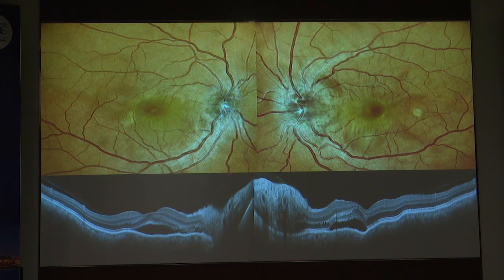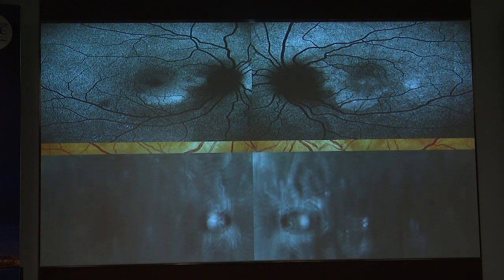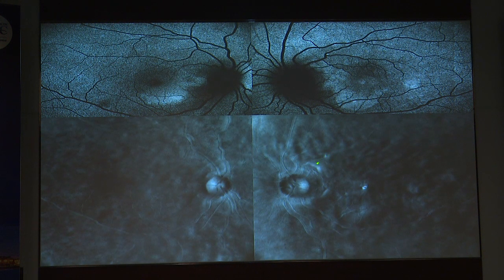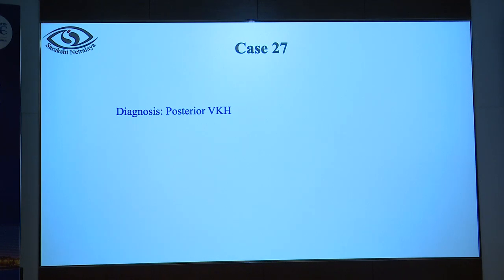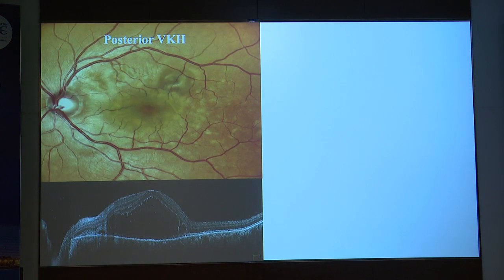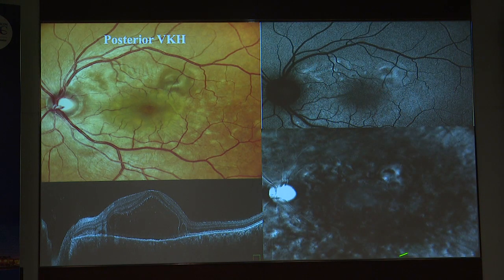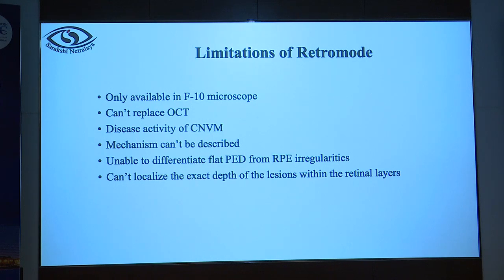Now another case over here. This is a case of VKH. You see the bullae of the RPE which are bigger in size. They are more swollen. So in a case of VKH, the whole disease process again is at the RPE level, and you can see bigger bullae over here. Another posterior VKH case which you can see on an OCT, and again you see all the RPE. Here you see the disease only localized, but you see the RPE all involved even beyond the arcades. So this is what it offers us.